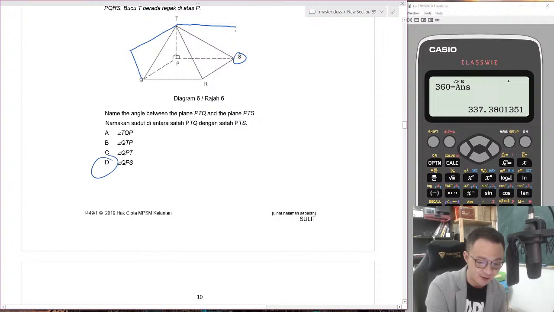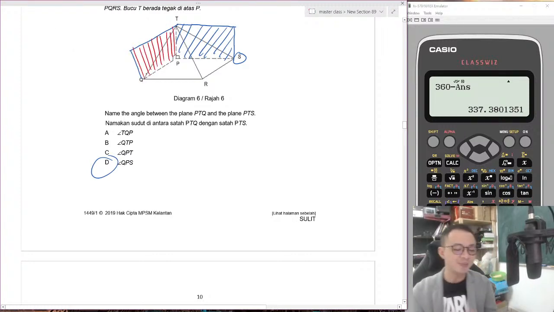So let's say we have another rectangle here. Alright, so we have one plane like this. And then we have another plane. Let me use the red color one. We have another plane like this. Then if you ask me how to find the angle between these two papers.